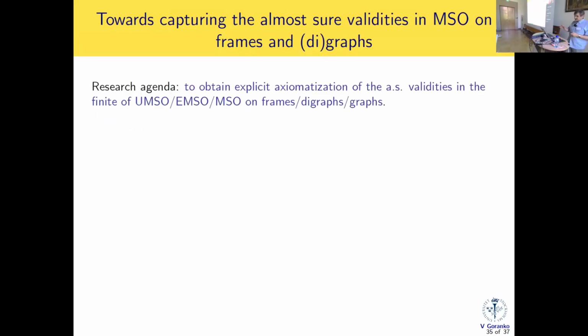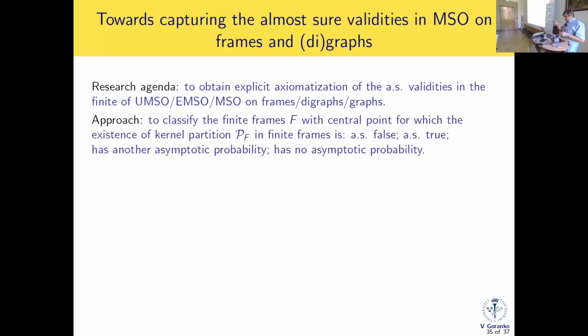Okay, and now, in the remaining few minutes, I want to give you a brief outline of the current state of affairs, which is mostly observations and conjectures, and I'll focus on the conjectures. But again, the agenda here is to obtain some sort of explicit characterization of the almost sure validities in the finite, in the universal, or the existential, or the full MSO on frames of graphs or digraphs by inspecting the possible existences of bounded morphisms onto target frames and classifying those that are almost surely false and almost surely true and possibly without asymptotic probability. And so this is the idea.